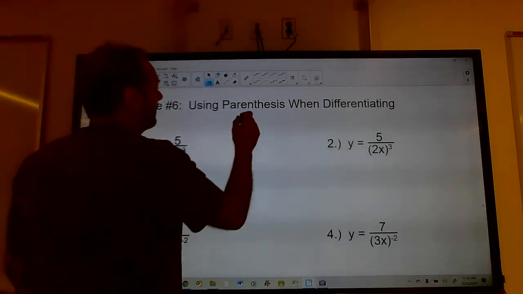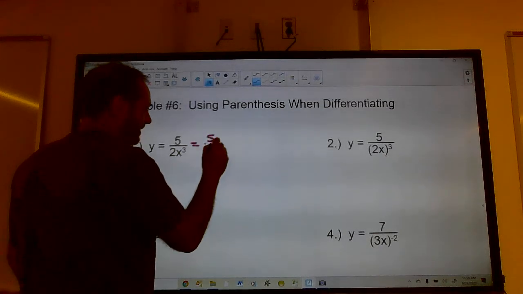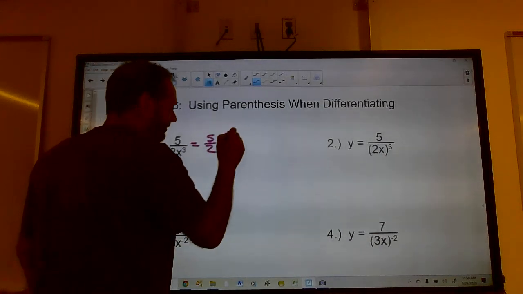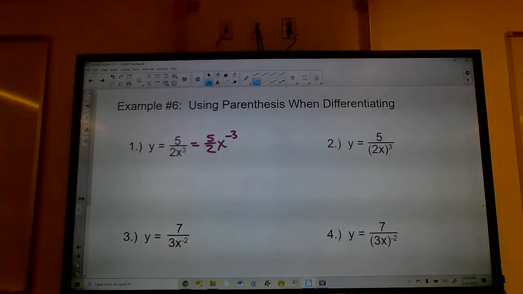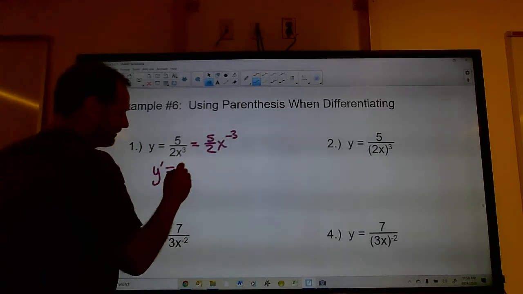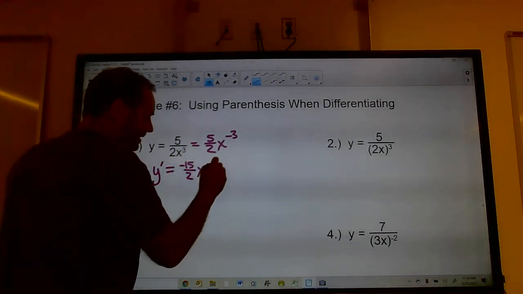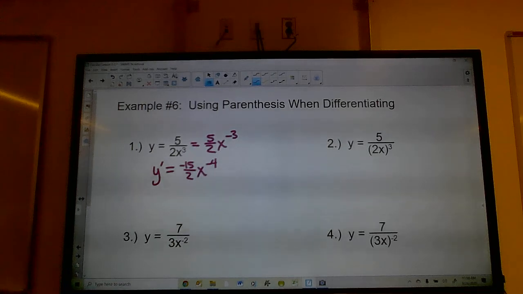So again, here we have another one. I would change this to 5 halves x to the negative 3. And now y prime is going to be negative 3 times 5 halves, which is negative 15 halves x to the negative 4 power.